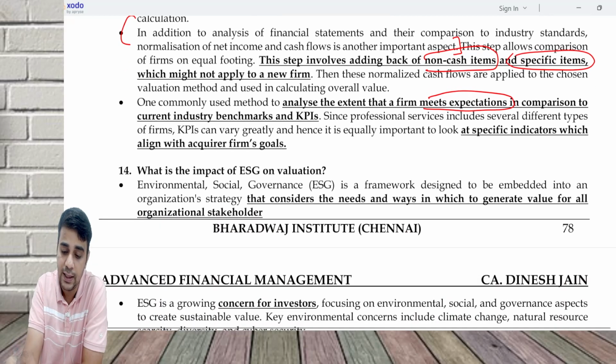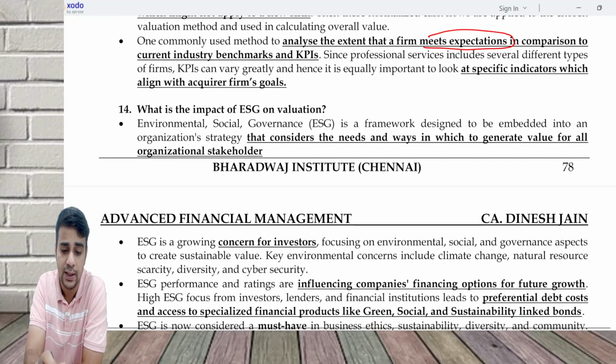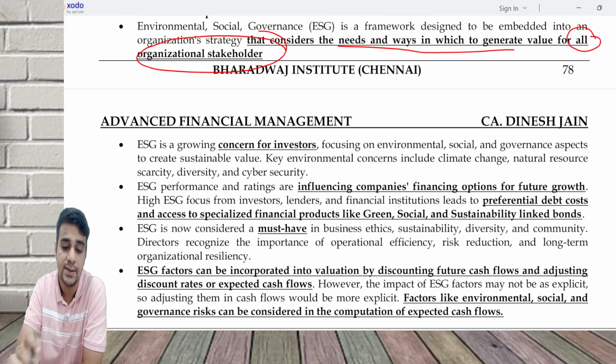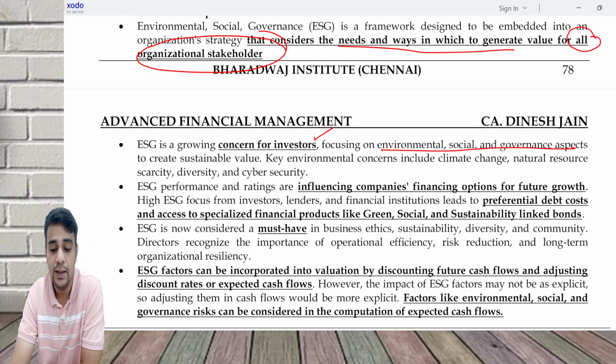ESG is a framework designed to be embedded into an organization's strategy that considers the needs and ways for all organizational stakeholders. ESG is a growing concern for investors, focusing on environmental, social and governance aspects. Key concerns include climate change, natural resource scarcity, diversity, cyber security.